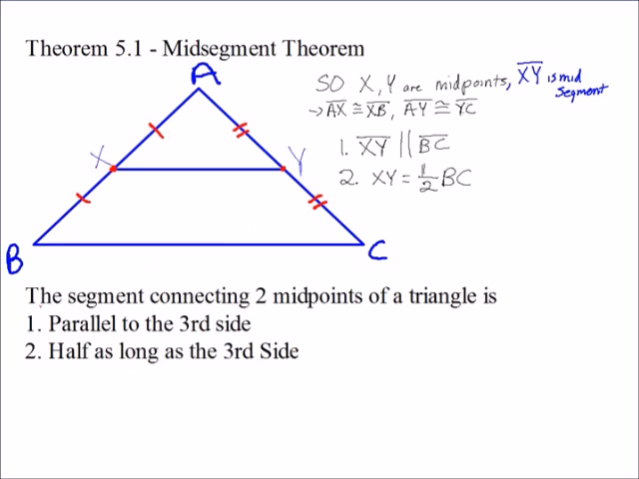How do I know? The segment connecting two midpoints of a triangle is, number one, parallel to the third side, the side that is not touching. And XY, your mid-segment, has to be half the length of BC. So for example, if I know that BC is 24, I know that XY has to be 12. If I know that XY is 16, I know that BC has to be 32. Let's move on.